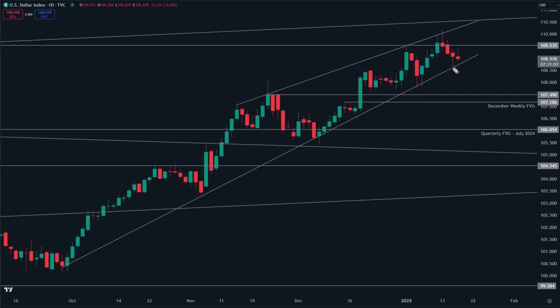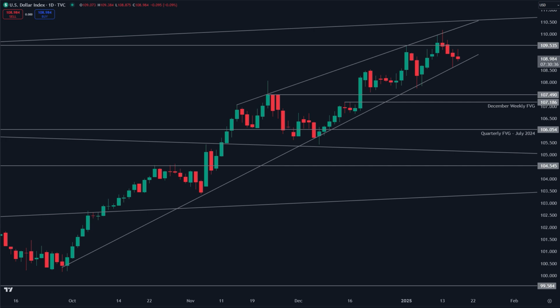But if we were to see the DXY get below this area, currently right around 108.7 on the higher time frames, that could set up that move down here to sweep these lows into that December weekly FVG. Then potentially from there, we get a bounce. Now, there's also a quarterly FVG down here, right around 106. But this would be the first stop for the DXY. And then from there, there's the potential that we get a bounce back here toward this area, right? And then from there, we get a local top potentially for the DXY.